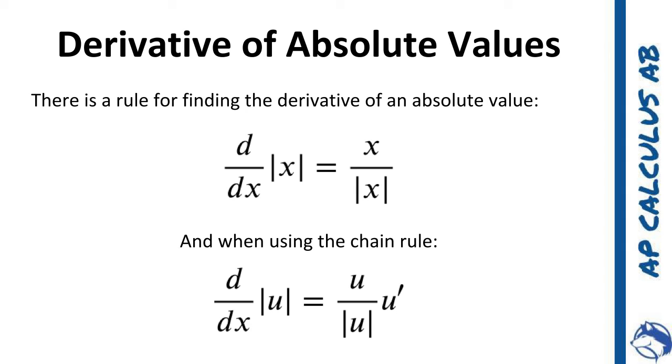So the derivative of absolute values. There's a rule for finding this, and it's just the derivative with respect to x of the absolute value of x. That's equal to x over the absolute value of x. And that's just something we can commit to memory here. And so when we're using the chain rule, you can put anything in there, so any function u, and when I take the derivative of the absolute value of that u, I just get u over the absolute value of u times the derivative of u. So it's very similar to what we've been doing in the chain rule.